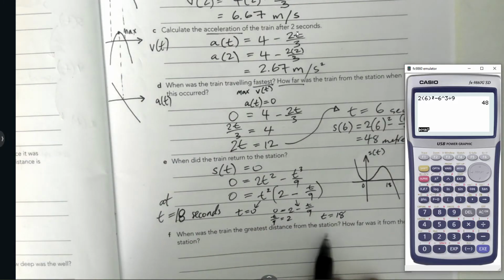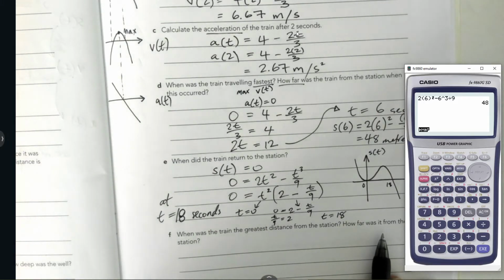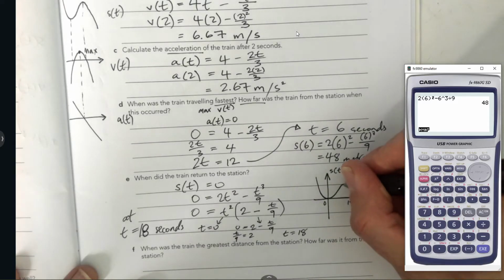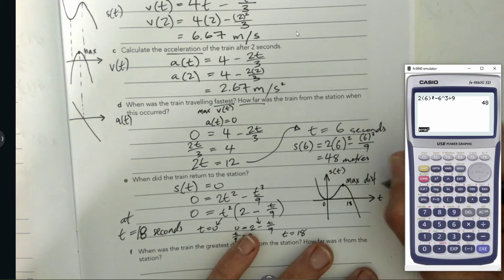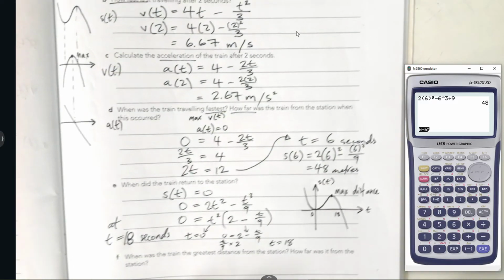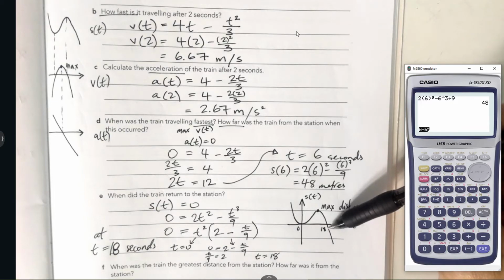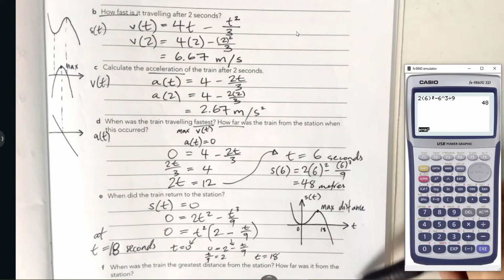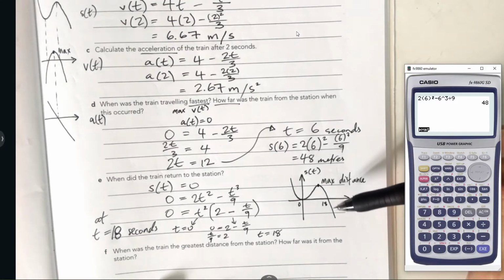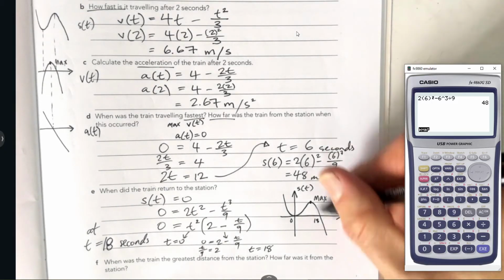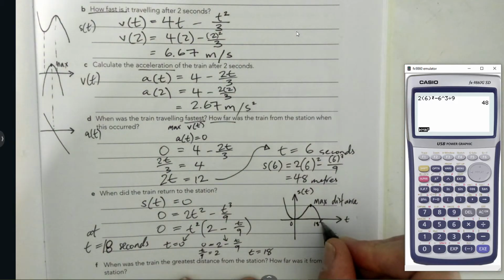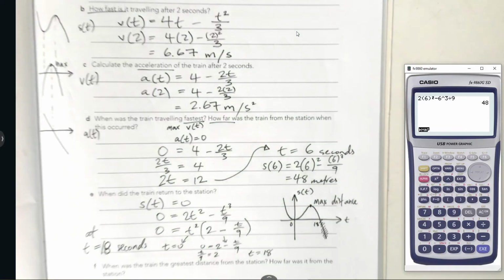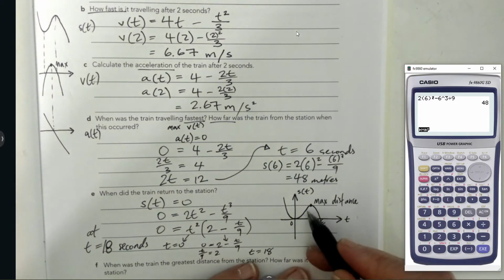When was the train the greatest distance from the station, and how far was it from the station? Okay, so it's this point here, right? It's at the max distance. You could actually say that the train could go in reverse from the station, to negative infinity, traveling infinitely far away, but I'm assuming they're talking about this range, only in the positives. When this goes back to 0, we can assume that the train stops and is finished at that point. So we're just focusing on this.